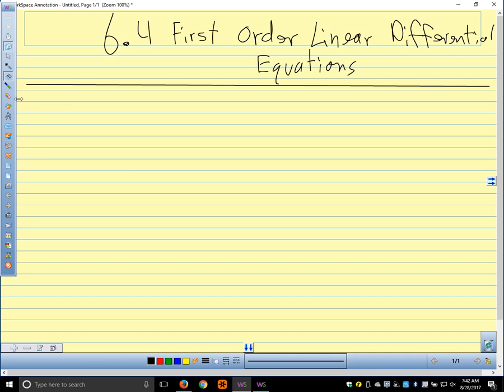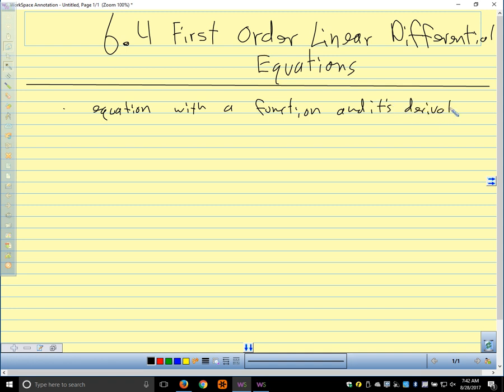A differential equation is just an equation involving a function and its derivatives. That's all we mean by differential equation. You may also run into integral equations, so equations that involve a function and its integrals. And we know how to solve some differential equations.